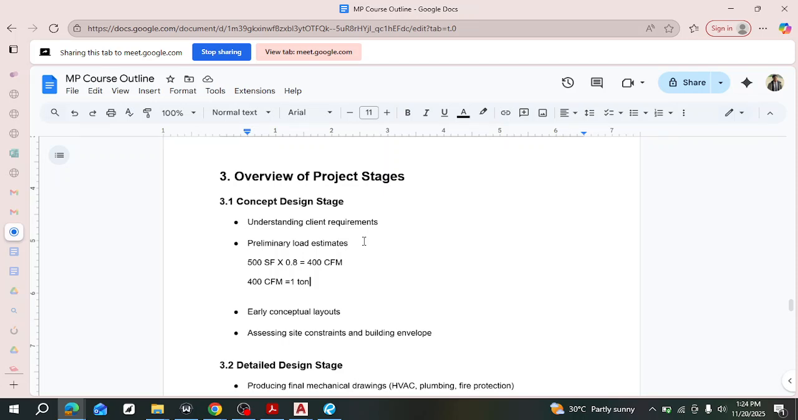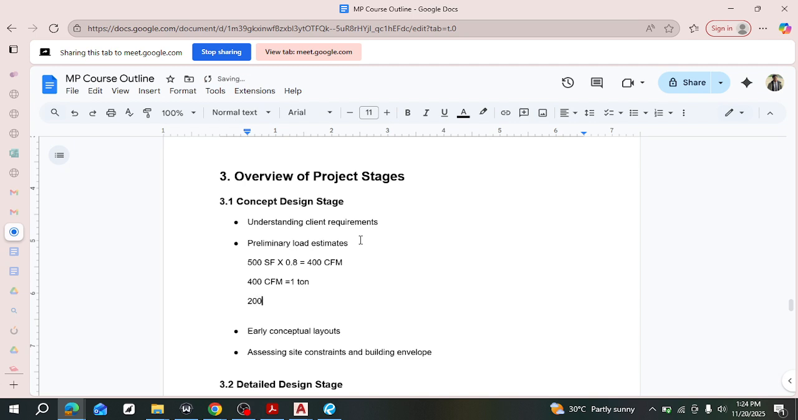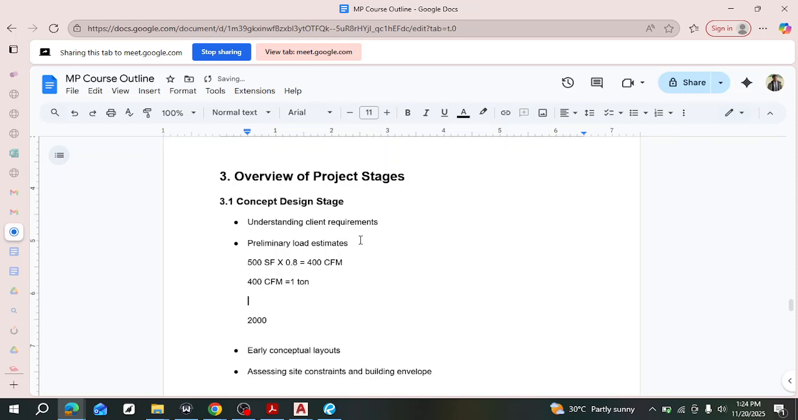So if you have a space whose total floor area is 2000 square feet, for example, what would be the tonnage for that space from what we have here? Let me see how fast it can be. If it's 2000 square feet... 5 tons. Are you sure? How did you do it?